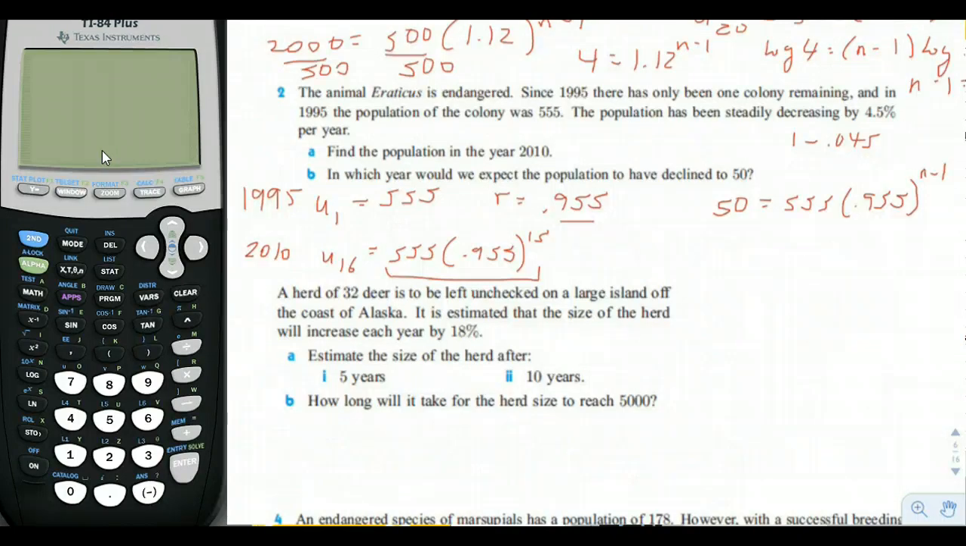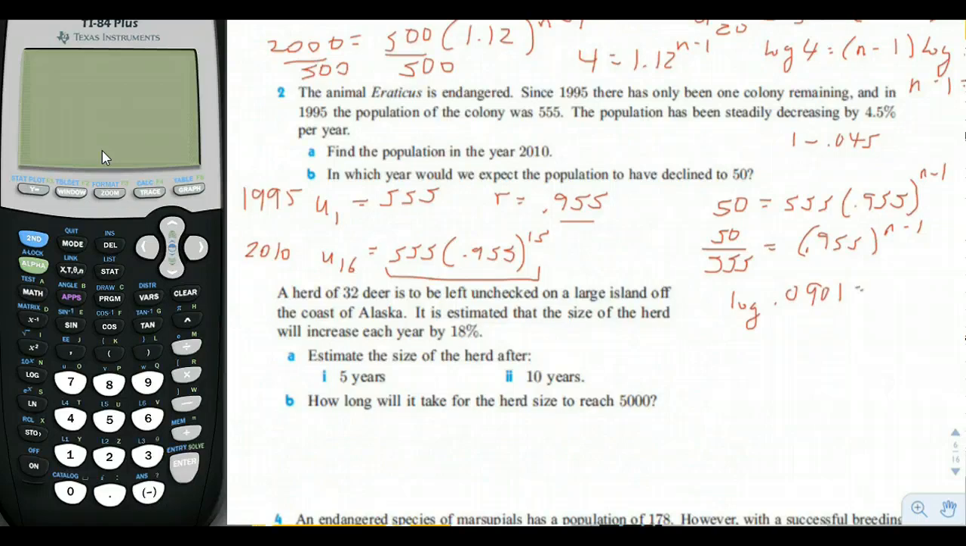And let's see, we would probably do this with logs, right? First we would try to make it less messy. Take the log of both sides. So we have log of 50 divided by 555, and that would be equal to 0.0901.